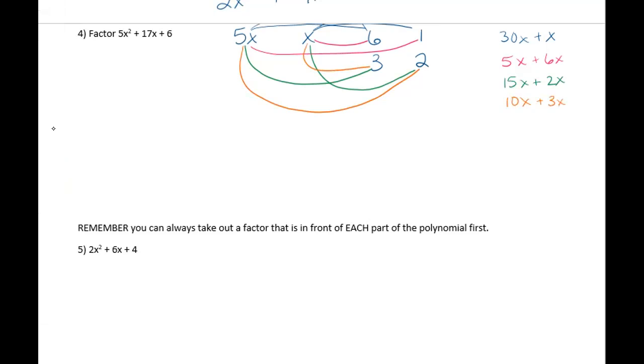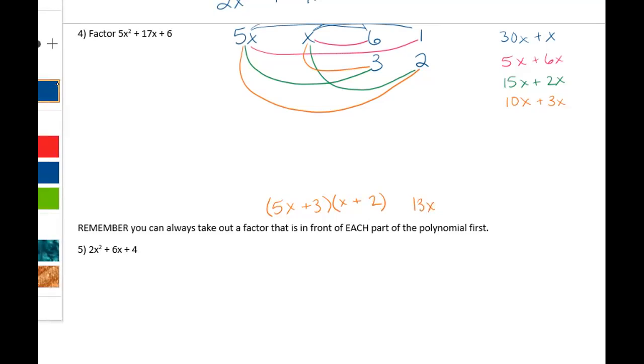So maybe you need a little bit more writing out than this. Let me rewrite what I was doing. So this orange one, I would put the 5x here and the x here, and then I would multiply the 5 times the 2 and the x times the 3. So that's this one. And my middle term, that's all I'm really looking at right now, my middle term would be that 13x. And that's not 17, so that's not what I'm going for.